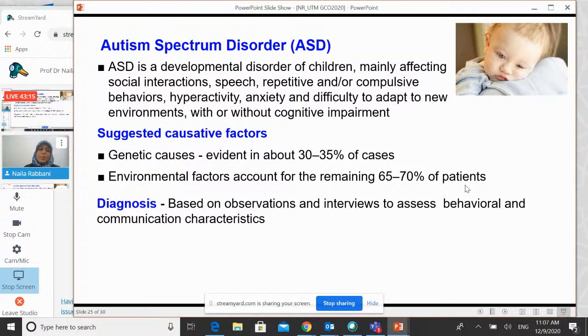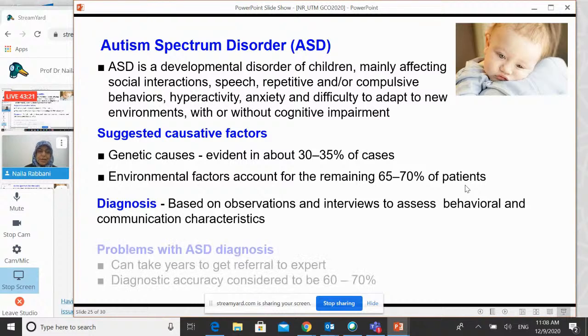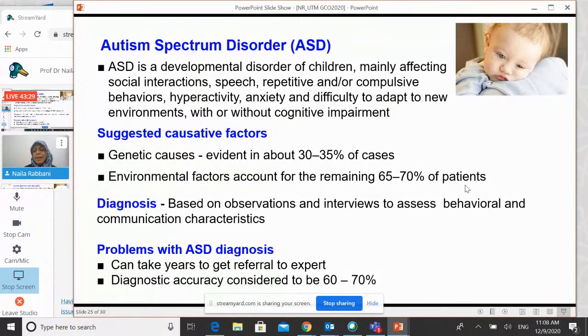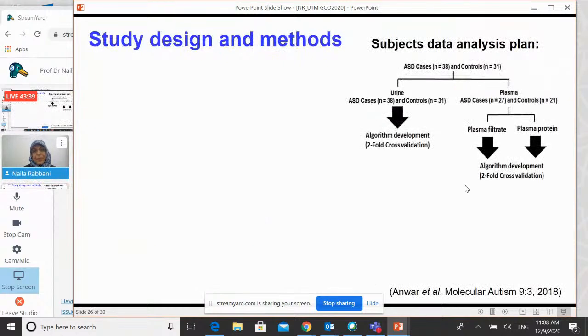Diagnosis is based on observations and interviews to assess behavior and communication characteristics. The problem with ASD diagnosis is that it can take years to get a referral to an expert and then further months to a year to get a diagnosis. And diagnostic accuracy is considered to be only 60 to 70%.